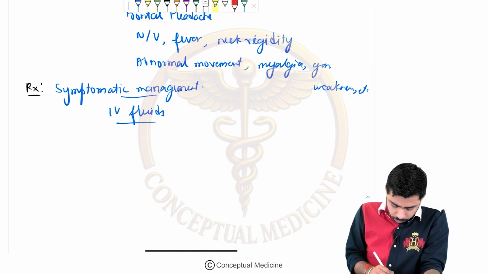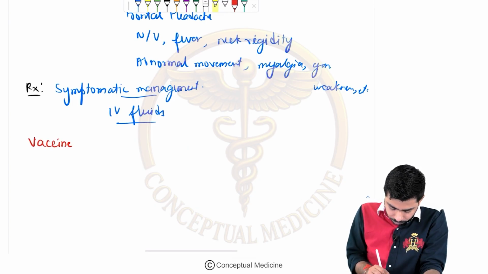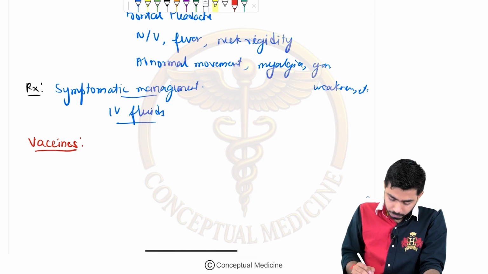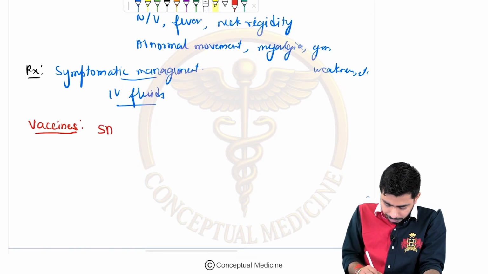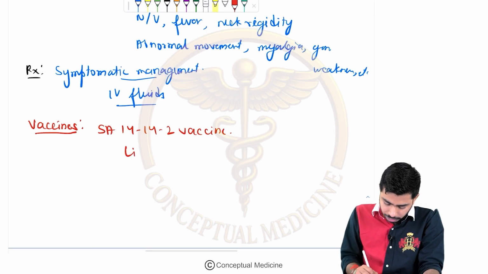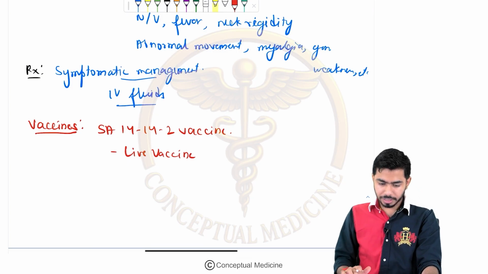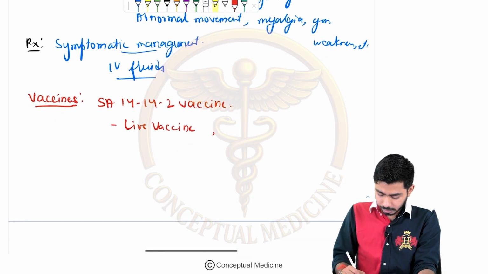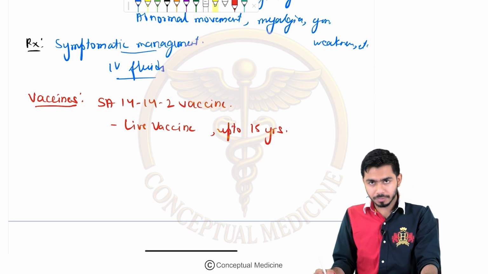One more thing I would like to mention over here, guys. What about the vaccine you shall be giving, right? Please do remember, very, very important, we are giving the SA 14-14-2 vaccine, which I have covered in the immunization section as well. You shall refer to that chapter as well. This is the live vaccine, right? And it shall be given up to 15 years. I have covered that in the national immunization schedule as well, right?